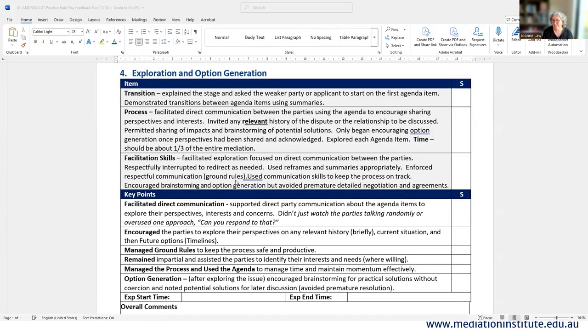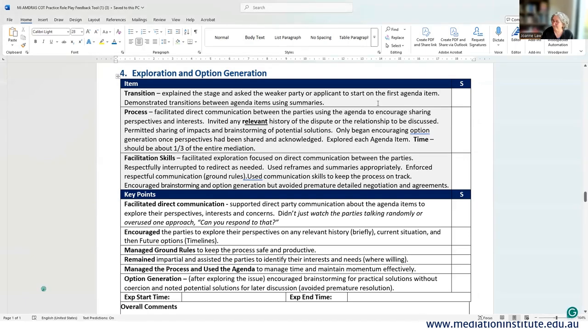These practice role plays aren't assessments; they're practice role plays. Don't be concerned about getting feedback. Don't be concerned if your parties are going around in circles and you think I'm not getting anywhere. You can always call a timeout and ask the mentor, where do I go here? And they'll be able to help you with that.